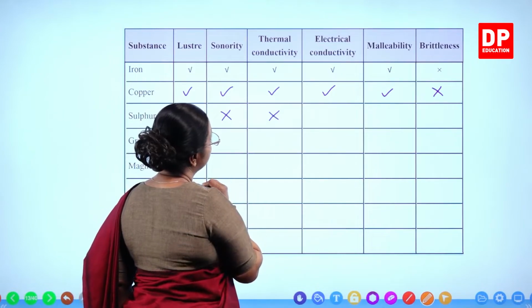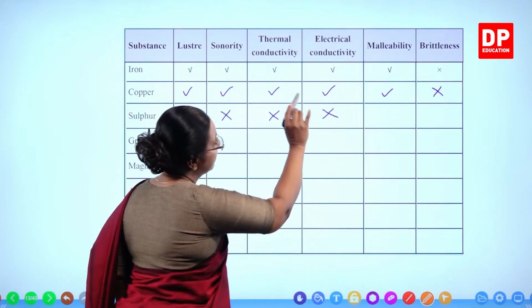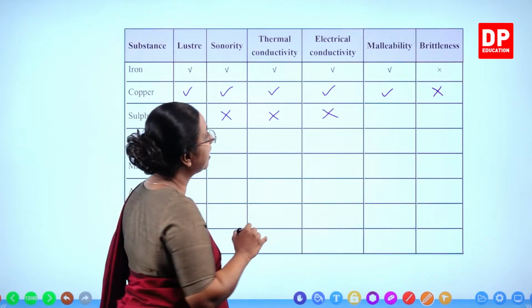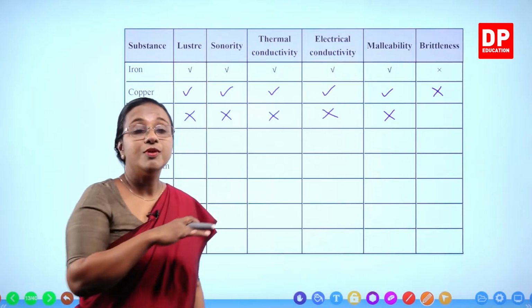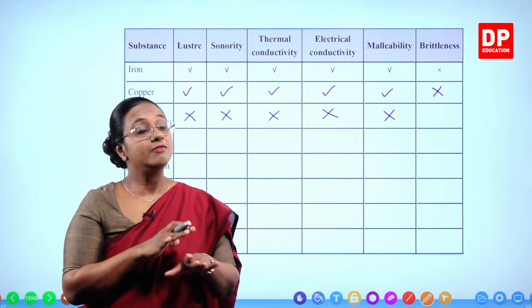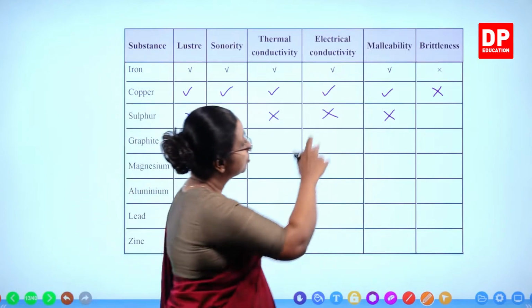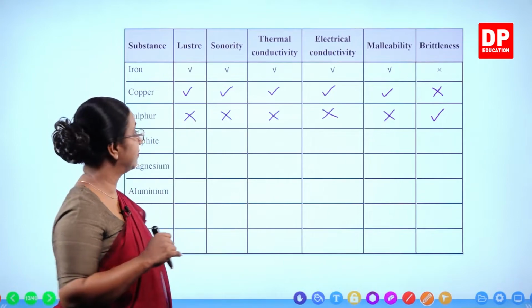Sulfur doesn't conduct heat. No thermal conductivity. It does not conduct electricity. That means electrical conductivity is not there. And also it is not malleable. If you hammer it, if you apply a force, it will just break into powder. It will not become a sheet. So brittleness is there. Now can you see the difference?